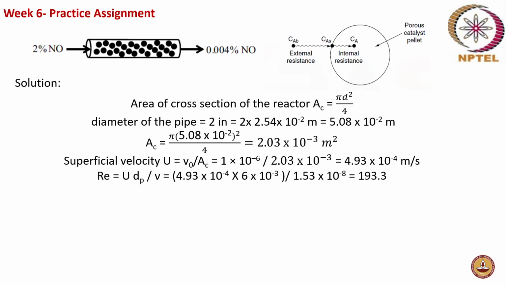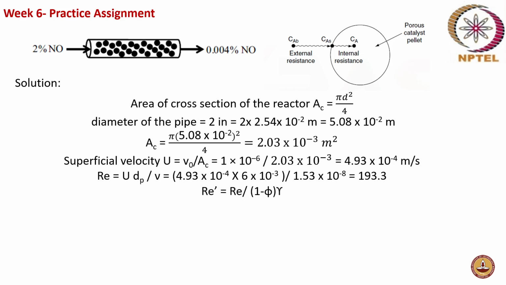We have the superficial velocity value. We have the diameter of the pellet. We also have the kinematic viscosity value. So substituting those values, Reynolds number is equal to 4.93 into 10 power minus 4 into 6 into 10 power minus 3 divided by 1.53 into 10 power minus 8. So you will get Reynolds number is equal to 193.3 in this case.